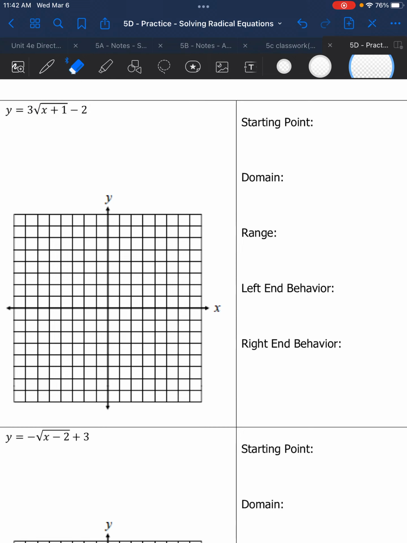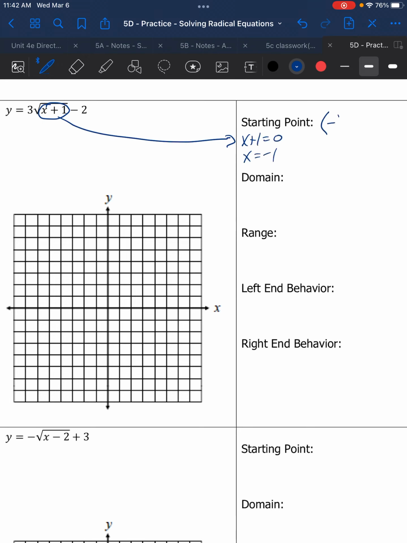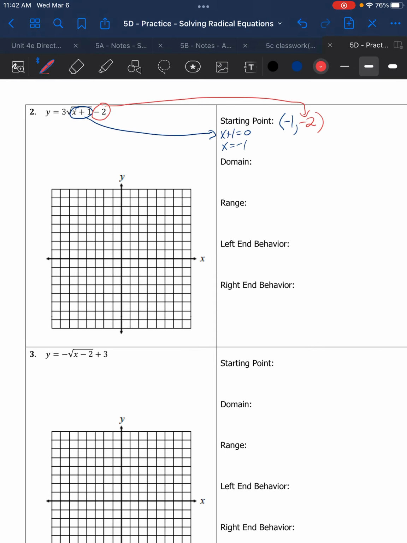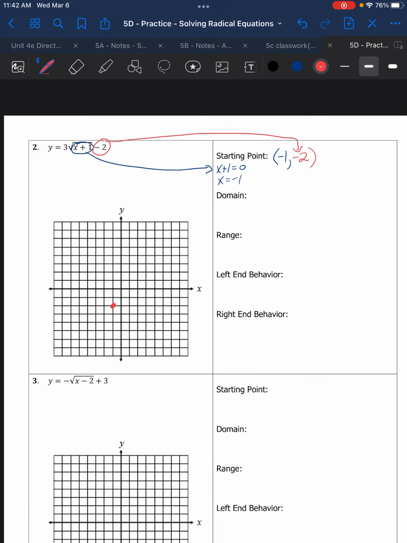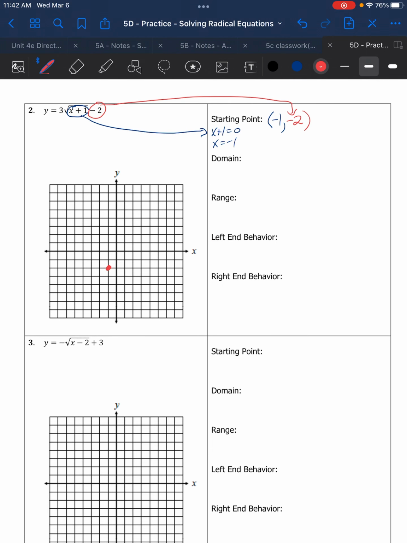So I'm going to set the radicand equal to 0: x plus 1 equals 0. Solve it, so subtract 1. My starting point is that the x value is negative 1. My y value is always what's added or subtracted on the outside of the radical, so negative 2. So my starting point is at negative 1, negative 2: left 1 and down 2. That's my starting point of the graph.